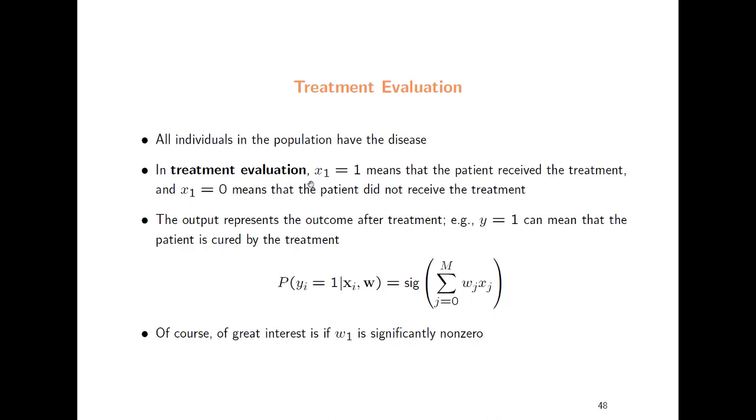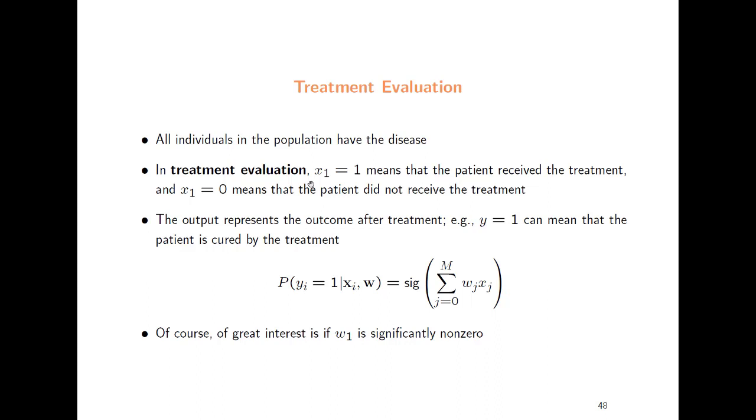And y equals 1 might mean that the patient is cured after the treatment. And also, of course, we want to have a W1 larger than 0, then we know that the treatment has a good effect. Yeah, by the way, we don't necessarily need additional inputs. So we don't have to model regression in a way, if we assign these treatments randomly.